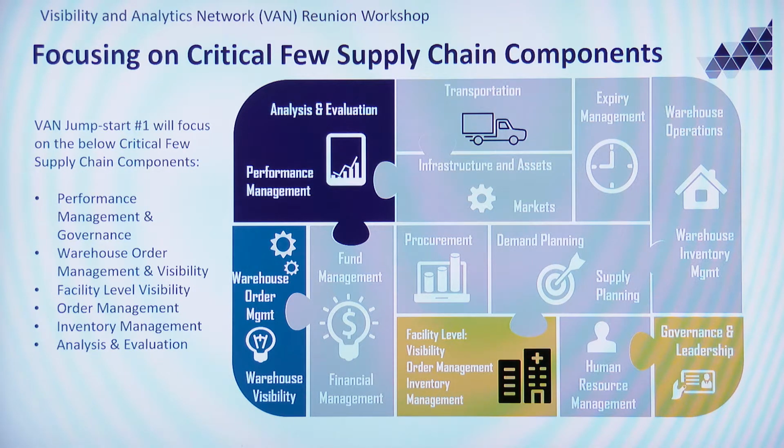But in the Jumpstart sessions, we want to focus on only the van-specific supply chain components, and you can see those highlighted here. They are performance management and governance, warehouse order management and visibility, facility level visibility, order management, inventory management, and analysis and evaluation. We also strongly encourage that you go back and fully complete the maturity model to ensure that the identified improvement ideas are not resulting in sub-optimization. So the Jumpstart series will focus on these components, but we encourage you to go back and complete the full model.